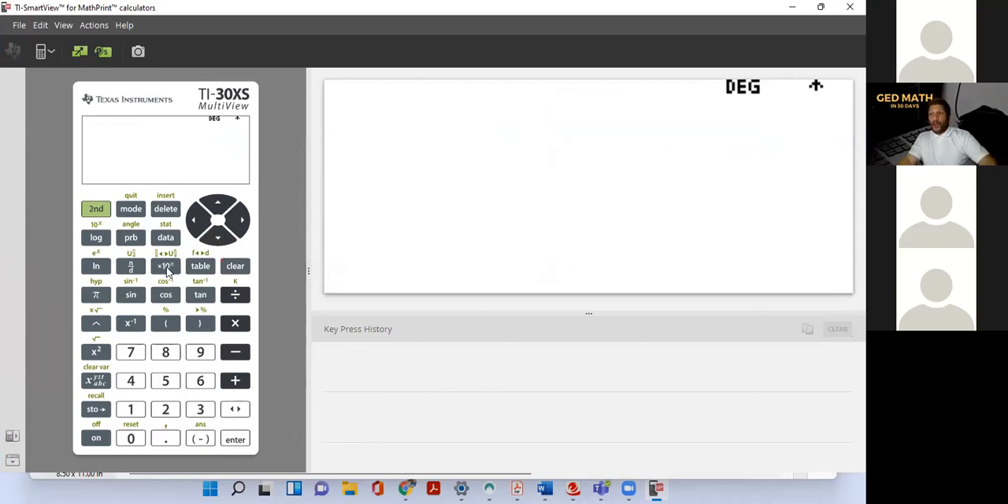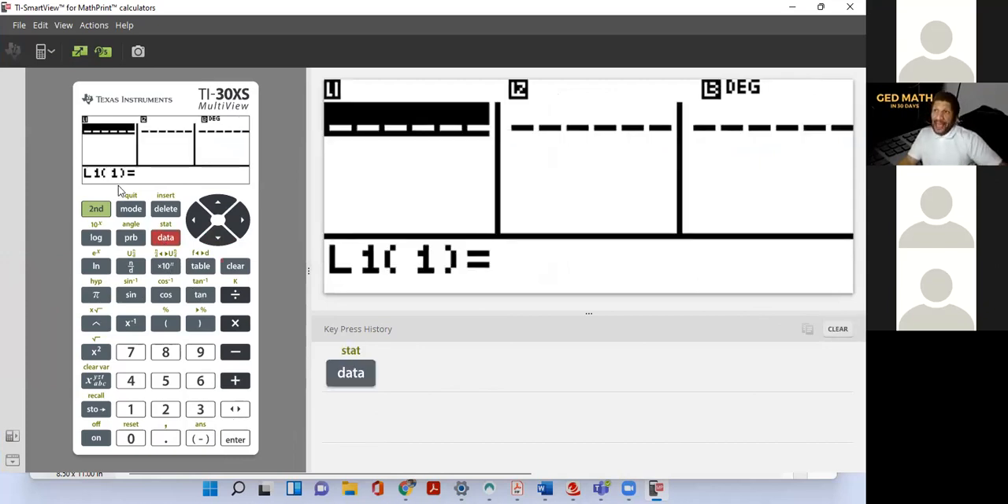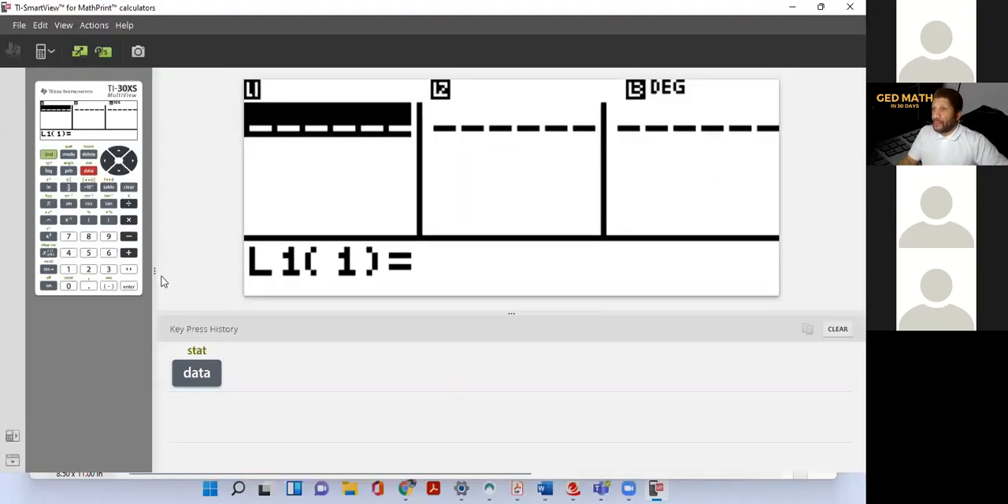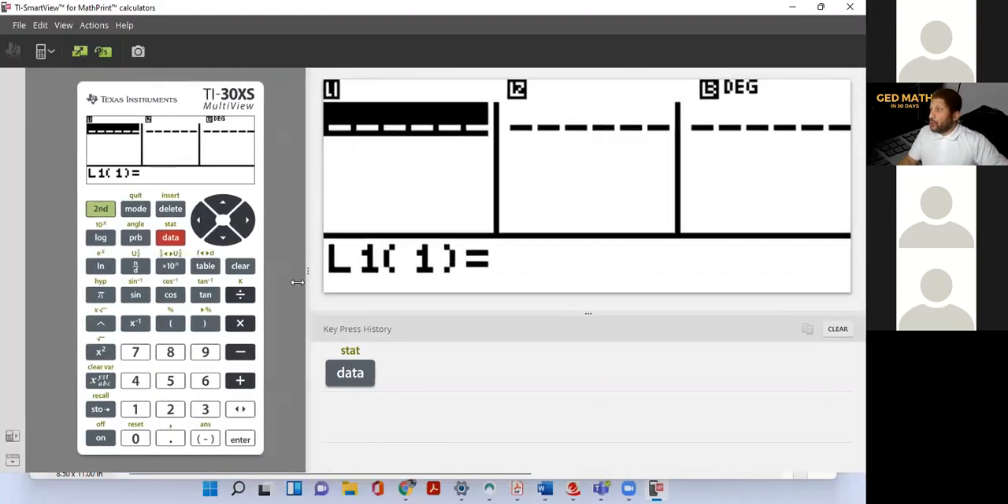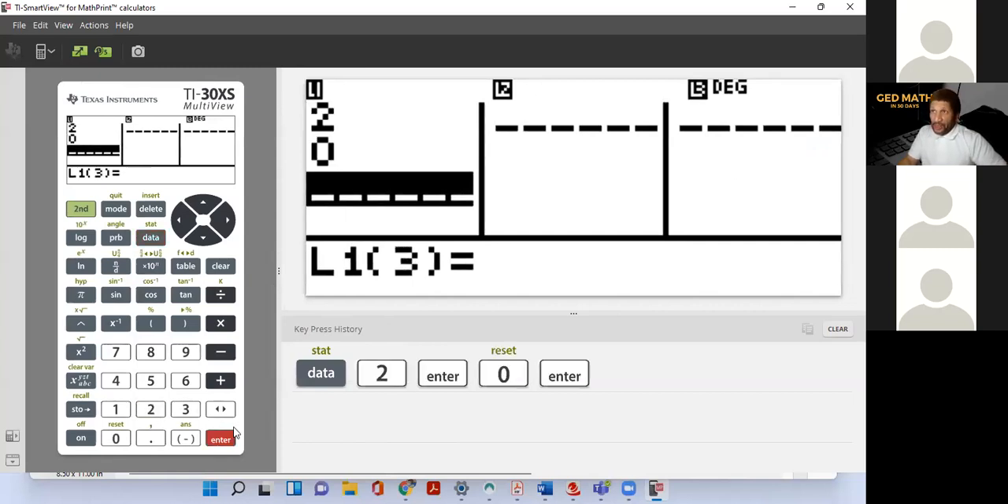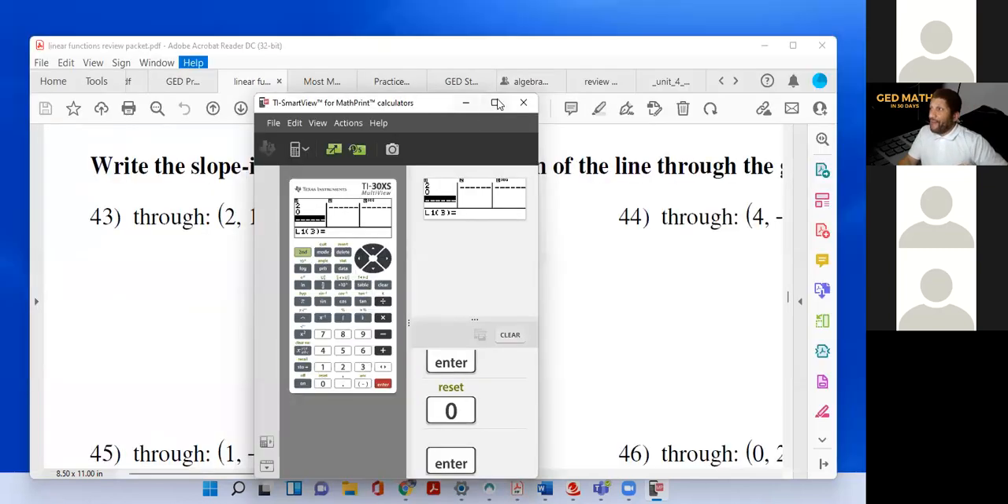Watch this. I'm going to go to data. Data tells me L1. What's going to go in my first column? My x's. My x values are 2 and 0. So I'm going to hit 2, enter, 0, enter. My 2 x's. Then I'm going to grab my y's. My y's are 1 and -5.